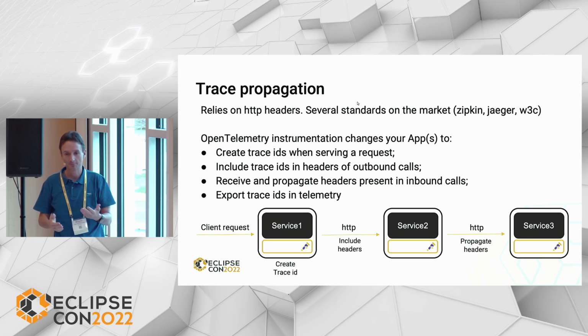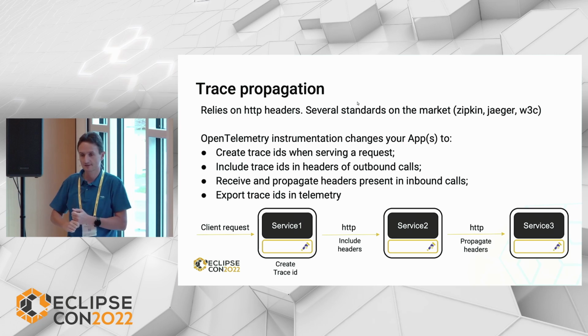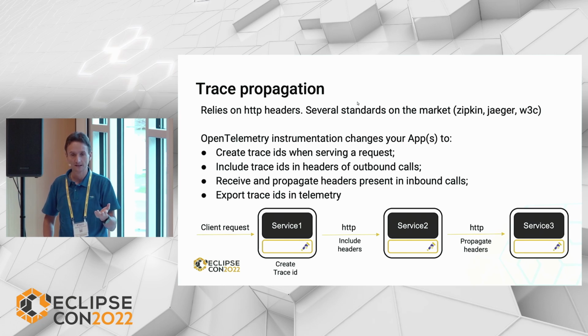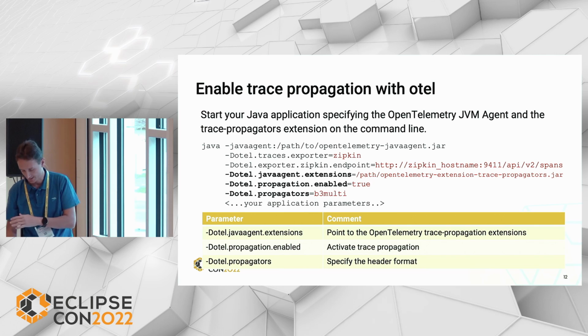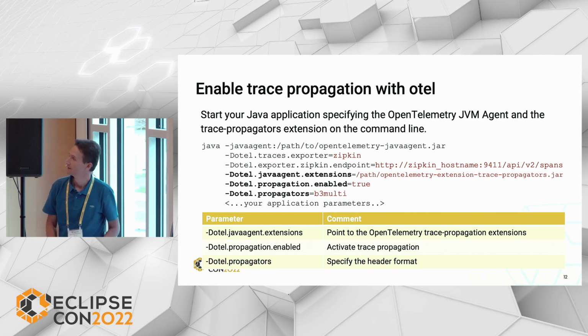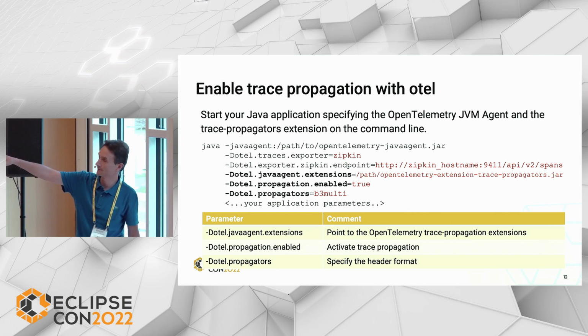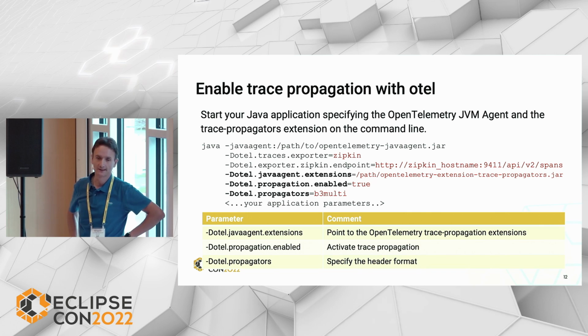There are a couple of standards for these headers. Again, Jaeger has its own, Zipkin has its own. There is a specification from the W3C consortium. OpenTelemetry supports all of them. You just need to configure which format you want to use. So how do you do this? Very simple as before. You just add a few more command line parameters.